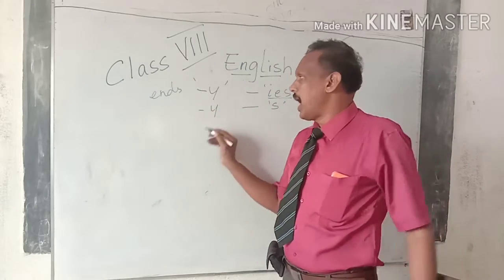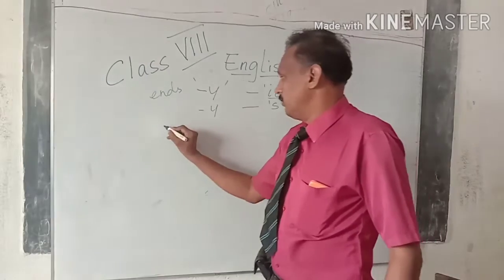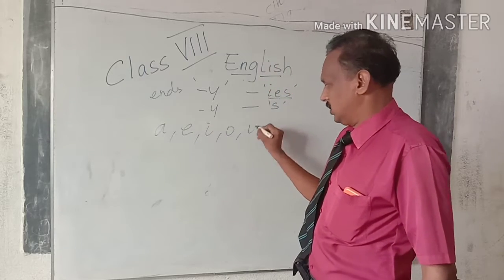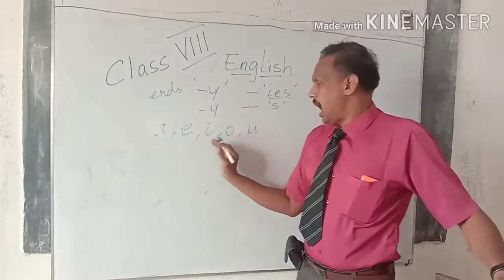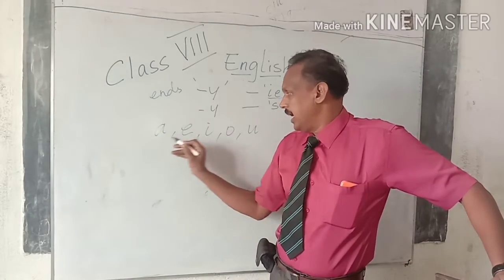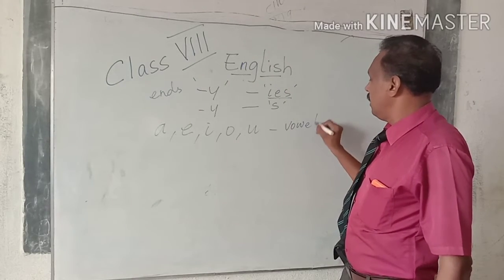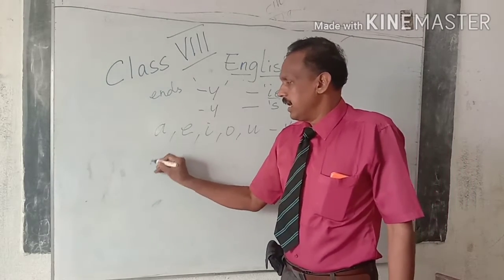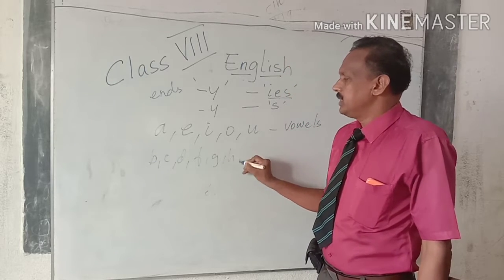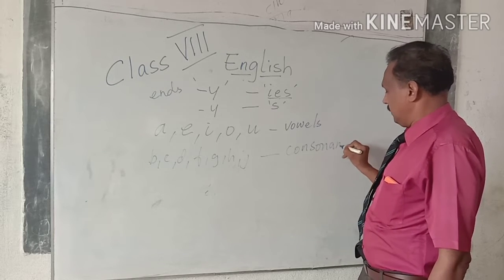Before that, we have to know what a vowel is and what a consonant is. These are the vowels: A, E, I, O, U. Remember it as A, E, I, O, U. They are the vowels. And the rest, B, C, D, F, G, H, J, they are all called consonants.